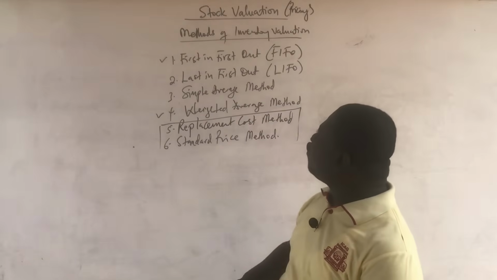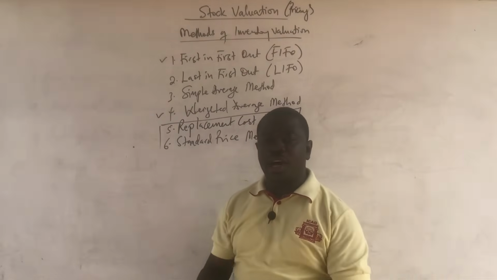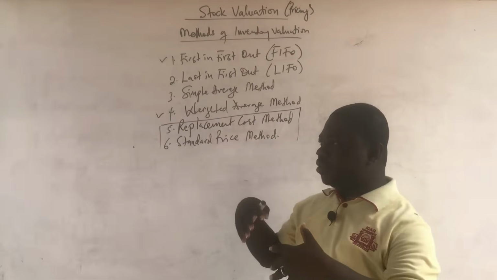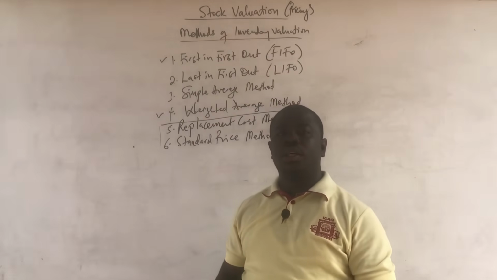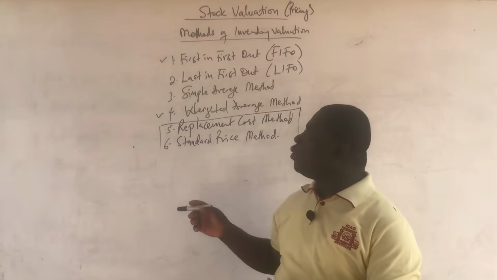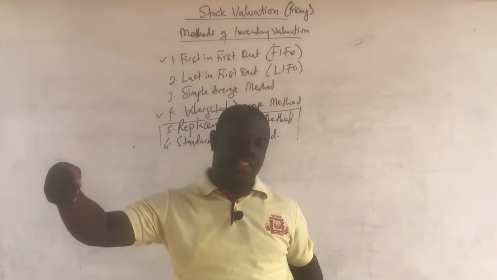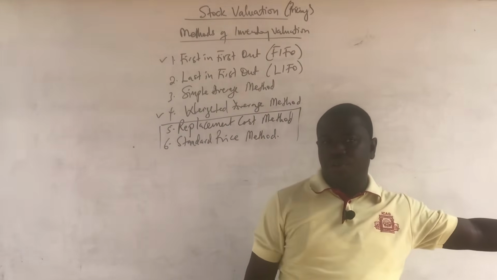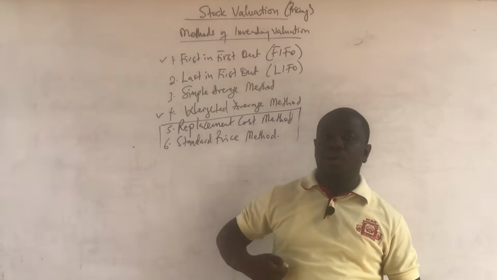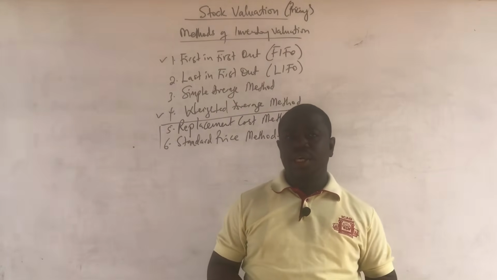Now, the first in, first out means that the goods that arrive first are the ones that should be issued out first. So let's say you brought in 100 pieces of goods today. Next week you brought another 200. Now, the general rule with the first in, first out is that you need to sell the 100 that came first before you come to sell the 200 that came later. Or if you are issuing from stores to production, you need to issue out the 100 that came in first before you issue out the 200.